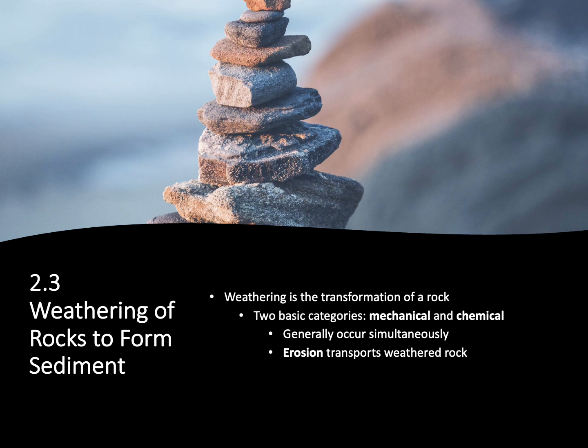The way that happens physically is called mechanical weathering. Here we're just breaking the rocks down into smaller pieces. On the other hand, we can also see chemical weathering, and this is where we're going to chemically transform a rock. Mechanical and chemical weathering generally happen hand in hand and occur simultaneously. Once that rock has been weathered down, it's been broken down in some way, erosion is going to transport, it's going to move that weathered and broken down rock somewhere else.